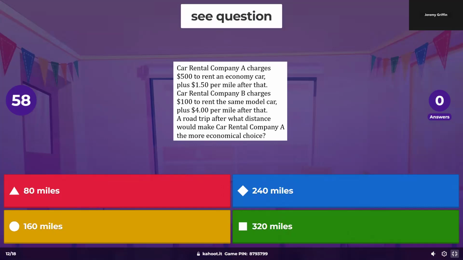Car rental company A charges $500 to rent an economy car plus $1.50 per mile after that. Car rental company B charges a lot less up front, but more per mile. So, what distance road trip would you want to switch car companies? 240.